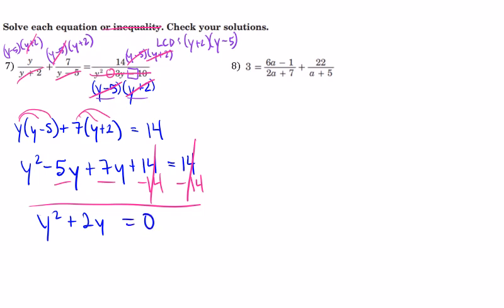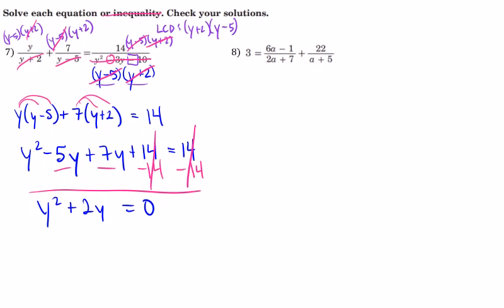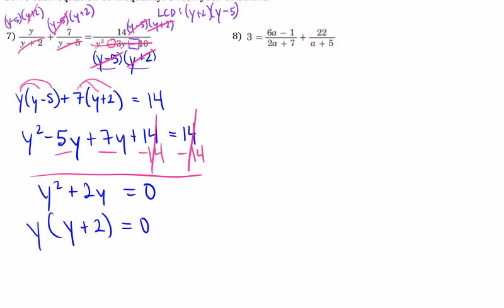And so now we can factor here. This is a binomial. It's not a difference of squares, but we do have a GCF there, right? So we can factor out a y. And then we get y times y plus 2 equals 0. So our two possible answers are y equals 0 and y equals negative 2.